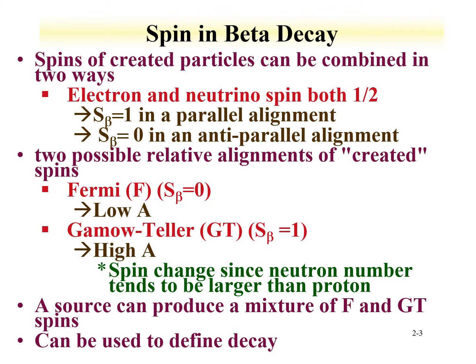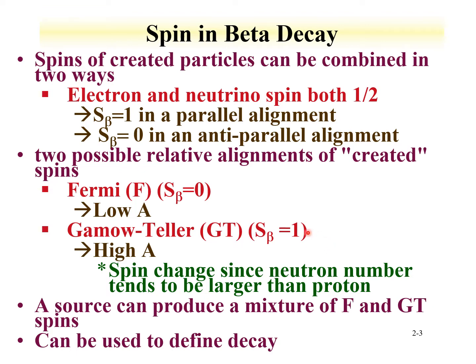One is Fermi, where the spin change is 0. These are dominant at low A isotopes, and Gamow-Teller, where the spin change is 1, and these tend to be observed at higher A. If we examine low A isotopes, the number of protons is approximately equal to the number of neutrons. So if I swap a neutron to a proton state or a proton to a neutron state in the shell model, which we'll describe later, the occupied states are going to be about the same.